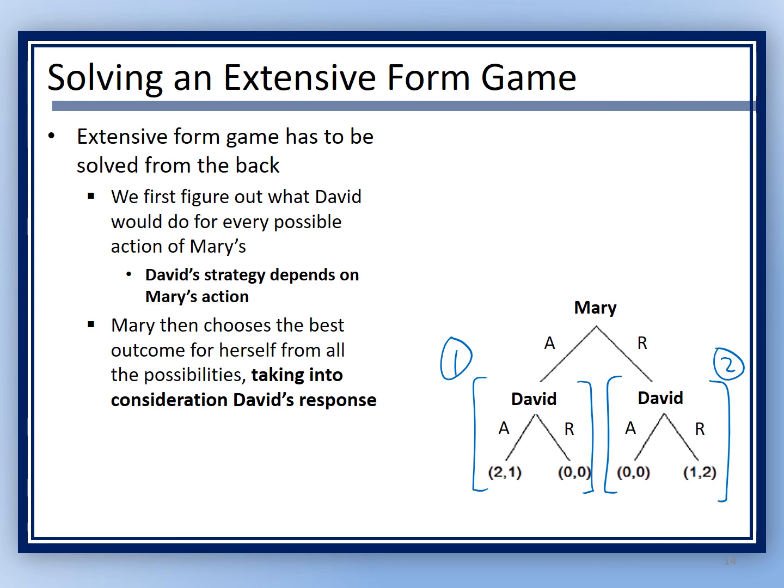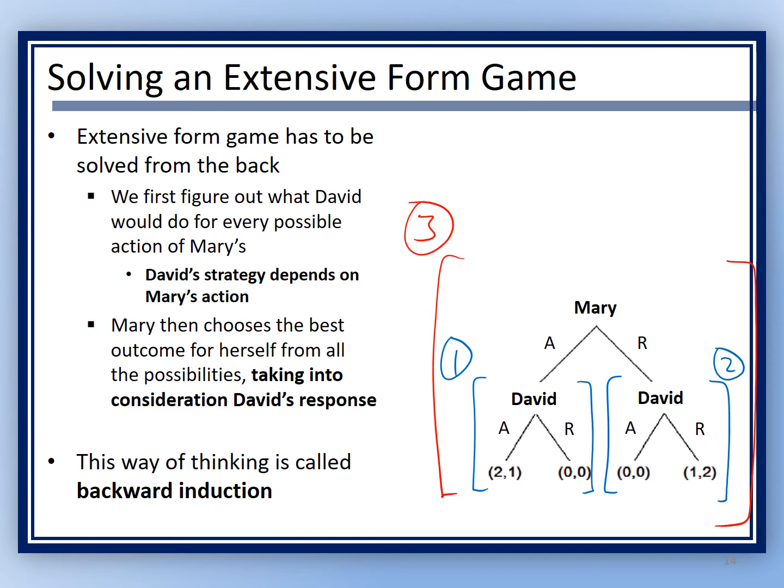Mary then chooses the best outcome for herself from all the possibilities we have solved, taking into consideration David's response. So Mary's choice in this case is the last step. Once we figure out what David would do, that's Mary's prediction. Based on her prediction, she's going to make a choice. This way of thinking is called backward induction. And the game could be a lot longer than this in some cases. You will see that in assignment 4. There are some longer games.